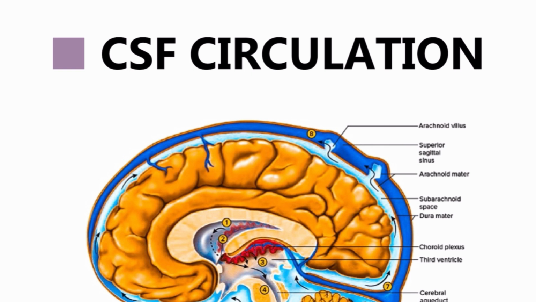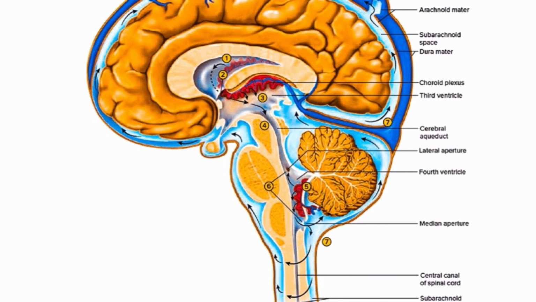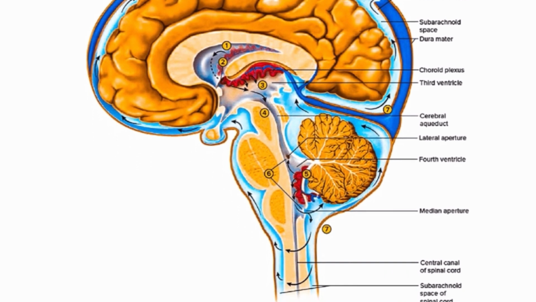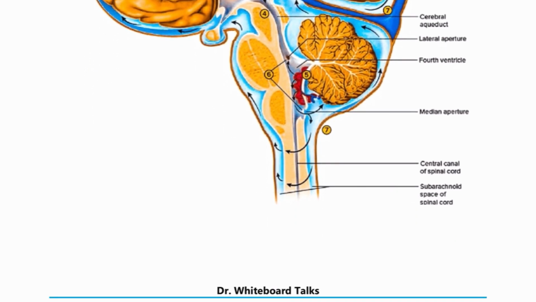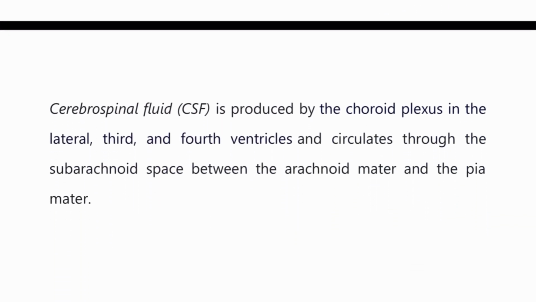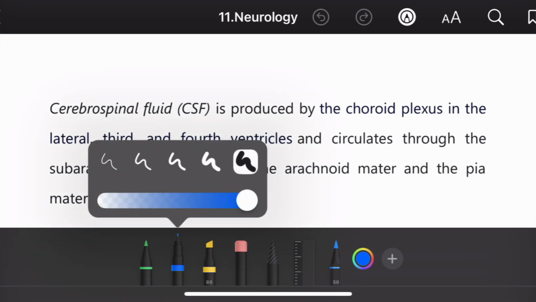How it is formed, from where, and how it is being transported. We'll come to the diagram again and describe it, but right now we'll go with how the CSF is produced. Actually, CSF is produced by the choroid plexus in the lateral, third and fourth ventricles. So it is the choroid plexuses that are making the CSF.